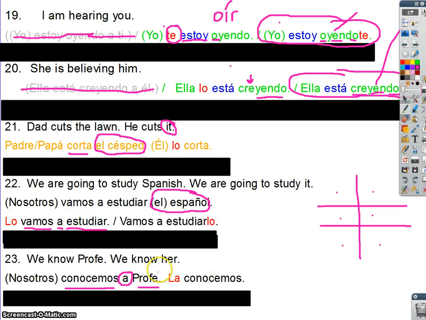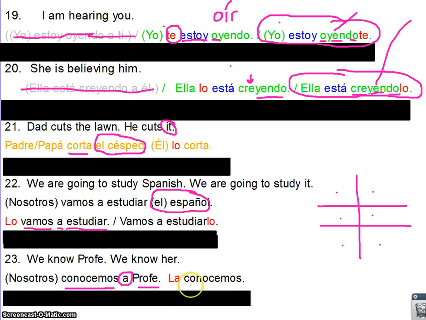Why can I put la in front of conocemos? Because conocemos is the conjugated verb, so I have to. And there's only one type of verb in this sentence, so there is no other possible spot I could put the la. Okay, you are done.